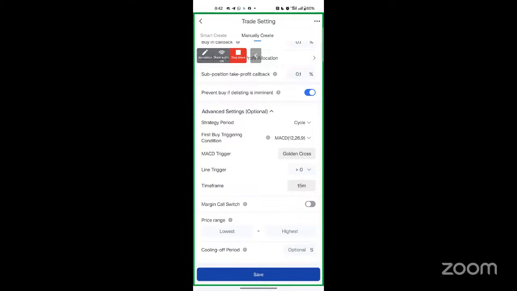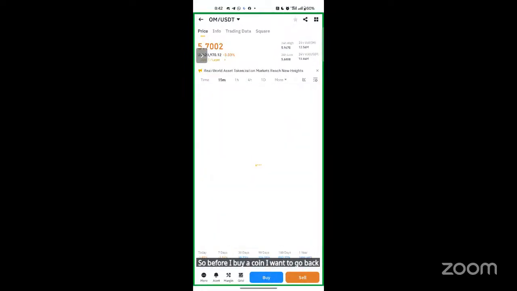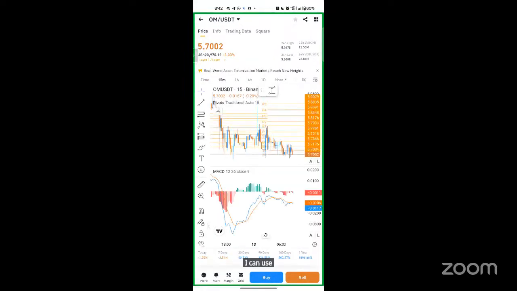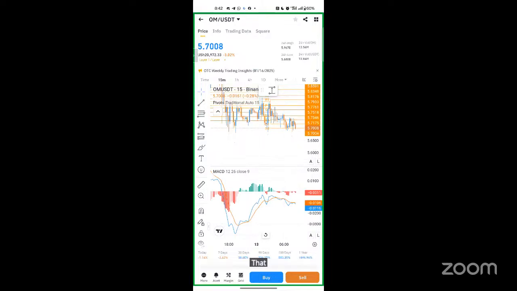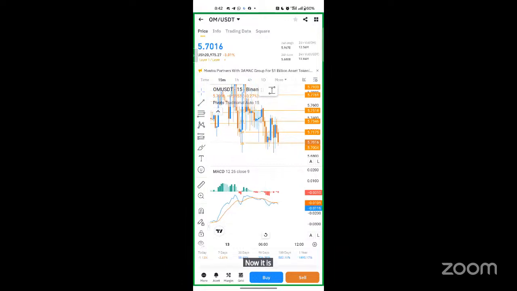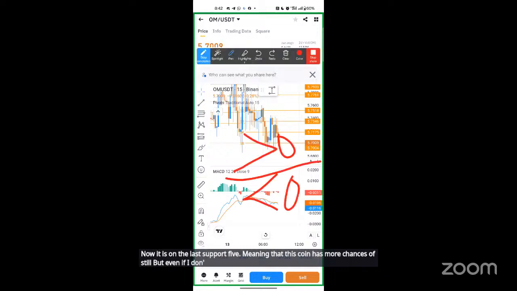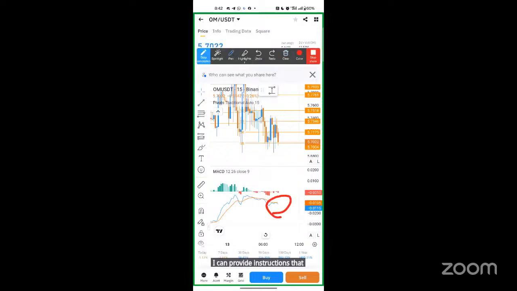Before I buy a coin, I want to go back and use these pivot points. Now it is on the last support 5, meaning that this coin has more chances. But even if I don't enter here, I can provide instructions that when this makes a crossover, my robot should buy. People joke with these crossovers, they look small, but look at this crossover here.